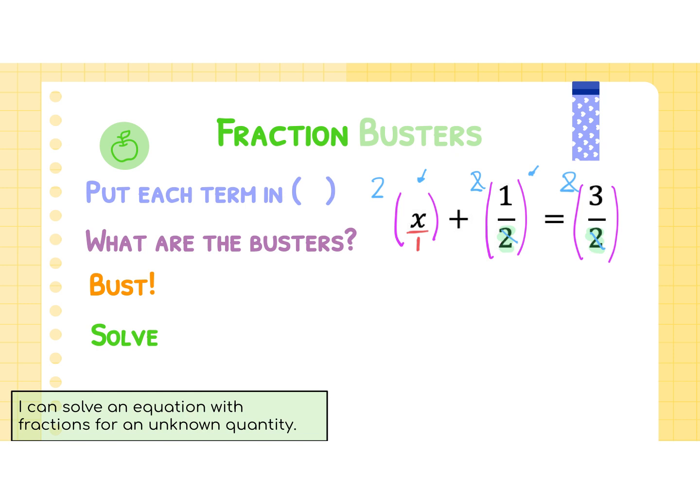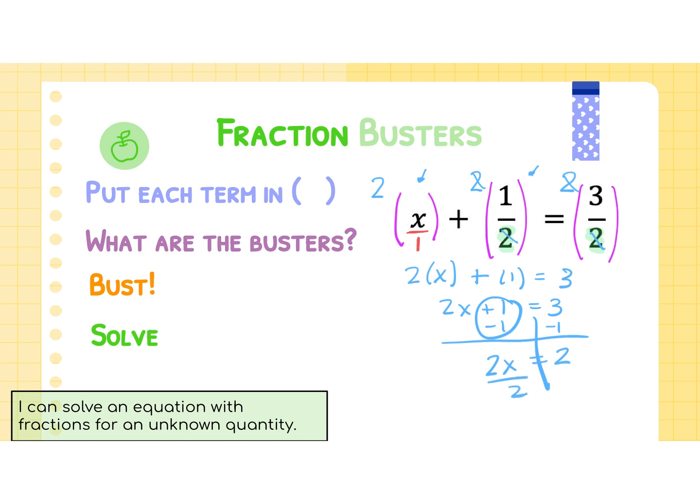So what do we have left? We have 2 in the busters, and what's left in the numerator is x, plus all we have left here is a 1, and all we have left here is a 3. So let's get rid of those parentheses by multiplication. 2x plus 1 is equal to 3. Now we are just solving an equation. So minus 1 on each side. That's the intentional 0. 2x is equal to 2, divide by 2, and we get x is equal to 1.